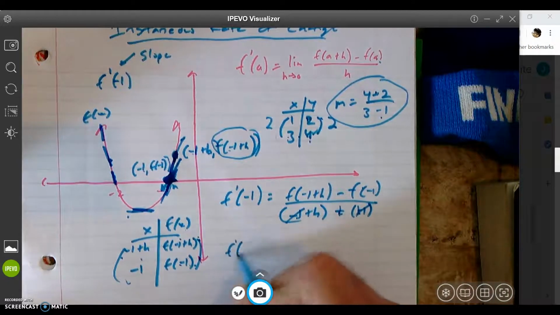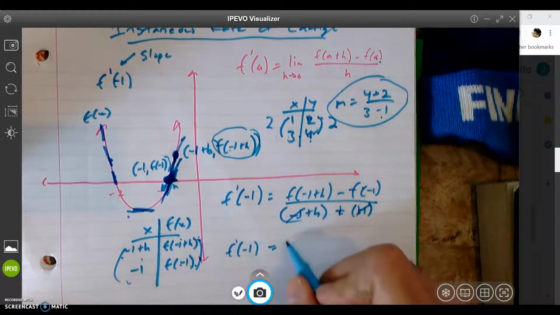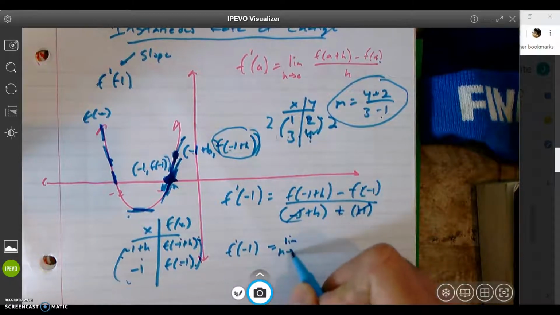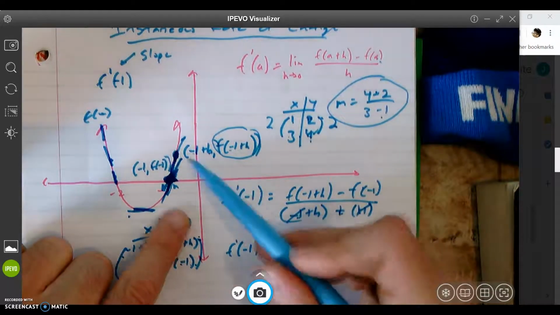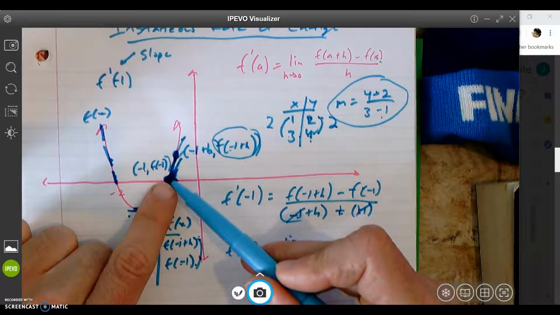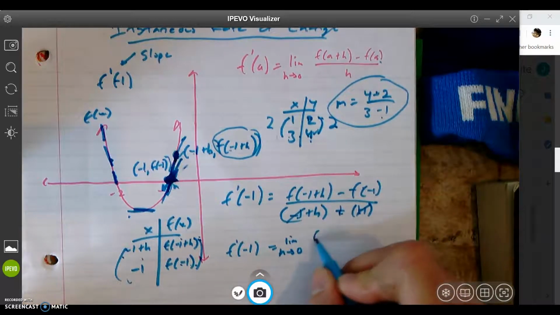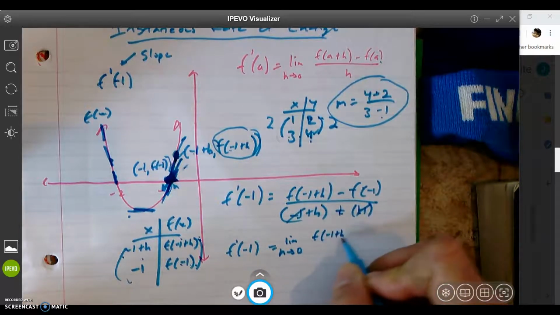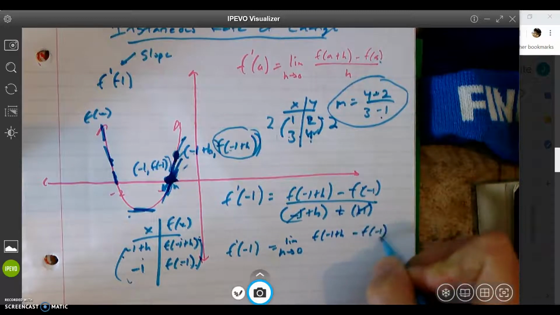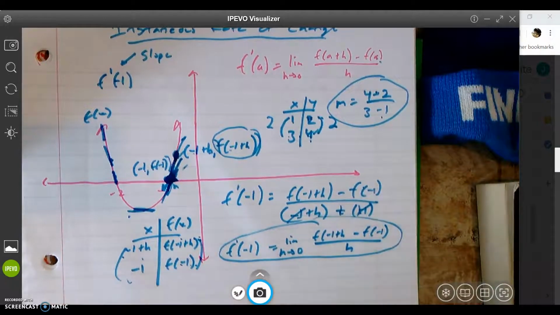So I want to know what the slope is at negative 1. Exactly that. So I find the limit as h approaches 0. That means the distance between the 2 points is approaching 0. You're bringing them infinitely closer together, so it's pretty much negligible. Of f of negative 1 plus that distance minus f of negative 1 over h. So this is how you find that particular slope.